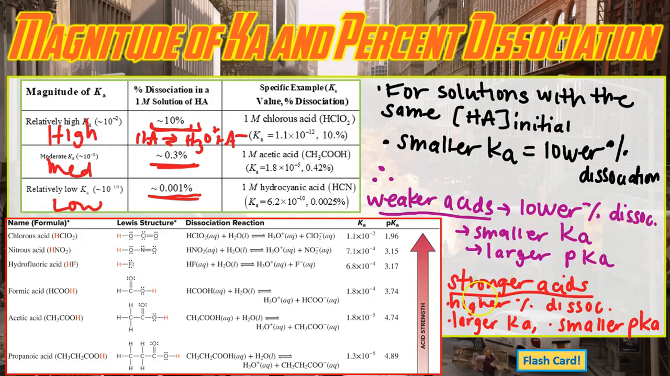And then everything for stronger acids are going to be vice versa. So a stronger acid means that it can have a higher percent dissociation, larger Ka, smaller pKa, and probably a higher concentration of H3O+ as well. Okay? And so as you see I'm not saying weak, strong.